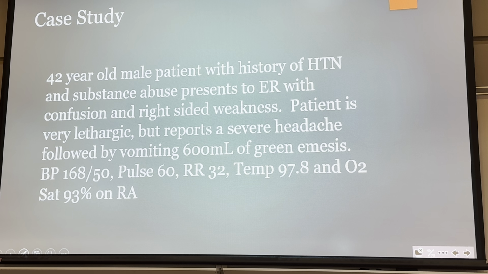What do you think's going on? A hemorrhagic stroke. Okay, why hemorrhagic and not ischemic? The severe onset of it. So with your hemorrhagic strokes, there's definitely some things in here that would automatically make me think hemorrhagic over ischemic. So let's just talk about those for a minute.